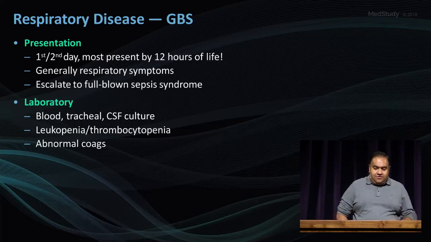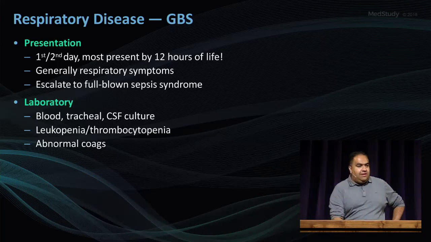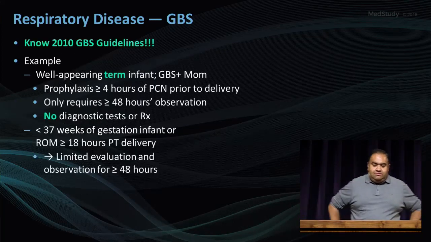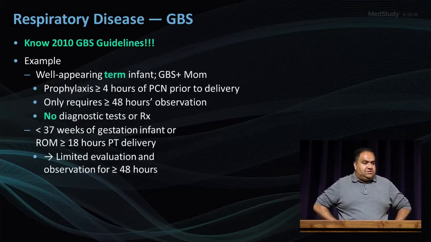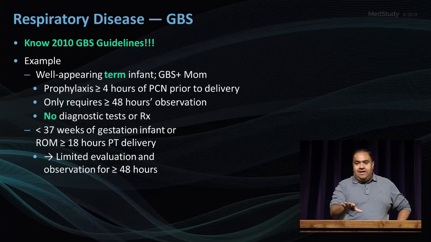Early onset presents in the first to second day, and most present by 12 hours of life. Generally, they have respiratory symptoms that escalate to a full-blown sepsis syndrome. Usually you want to do some lab workup: CBC, blood, trachea. They might have leukopenia, thrombocytopenia, abnormal coag panels. Know the GBS guidelines. They will test this very much, and it hasn't veered much. If you can follow that algorithm that we saw early on and know it by heart, you'll be fine.